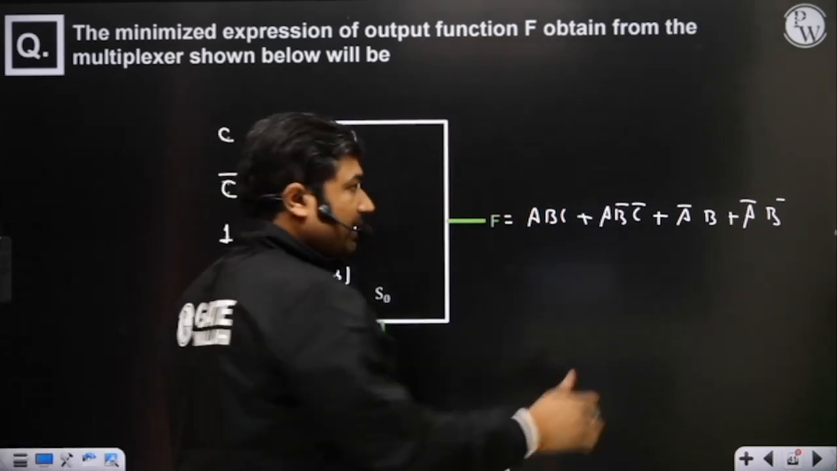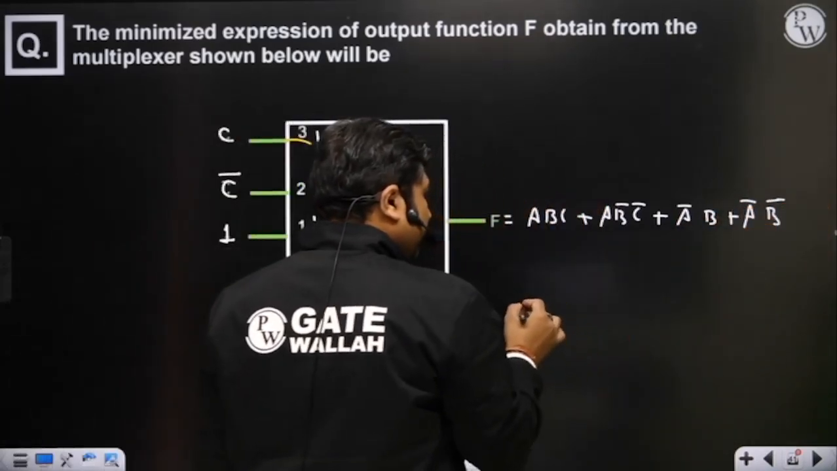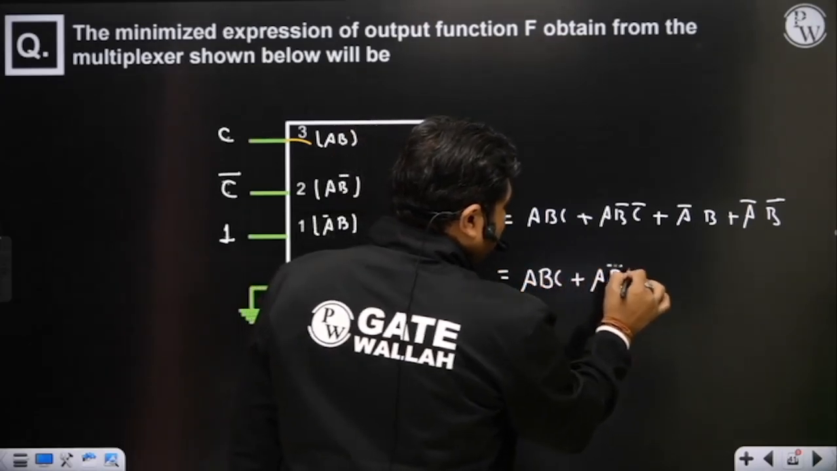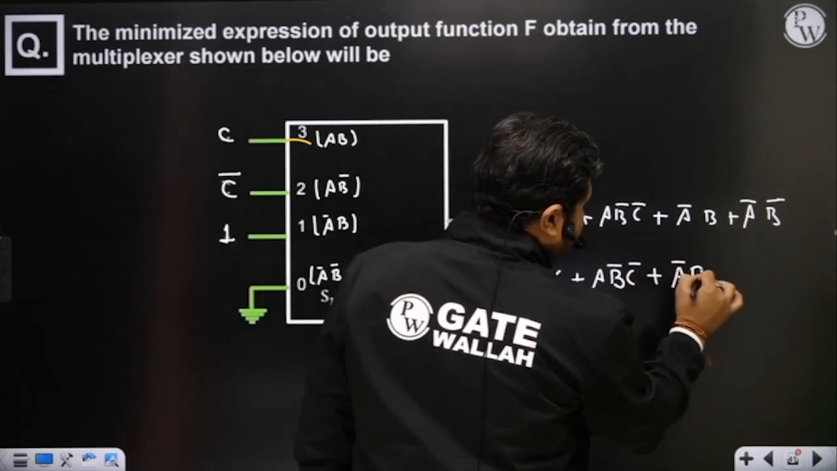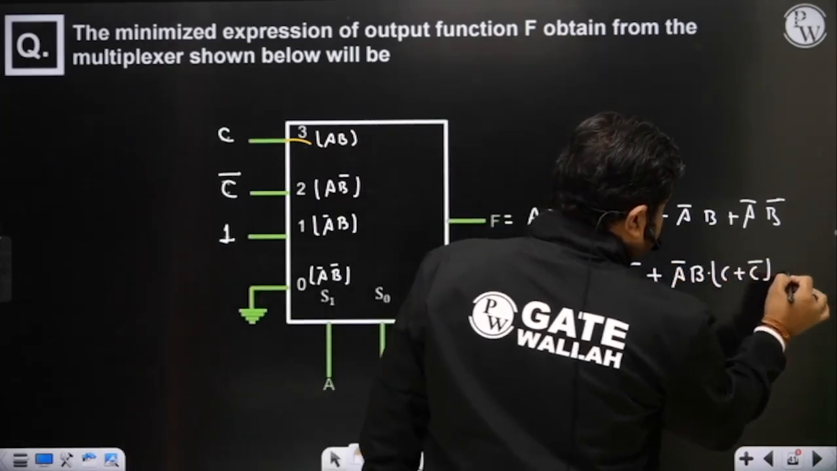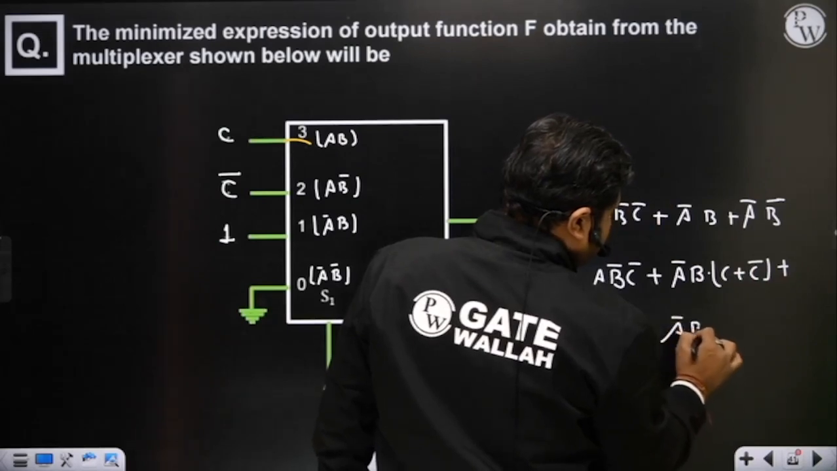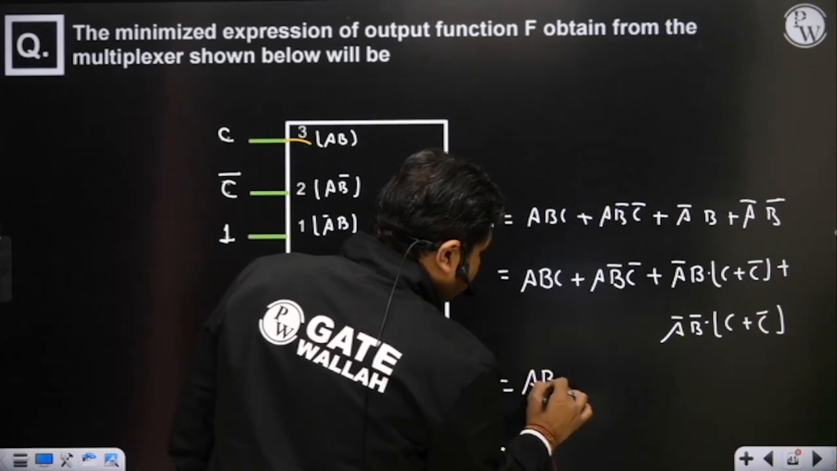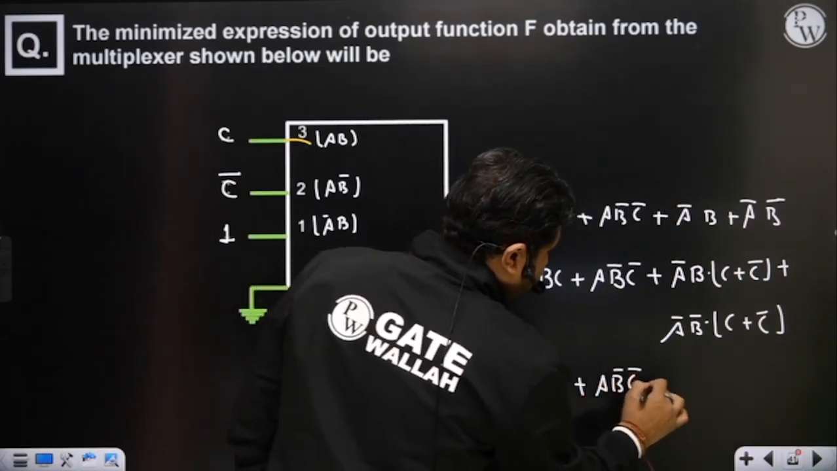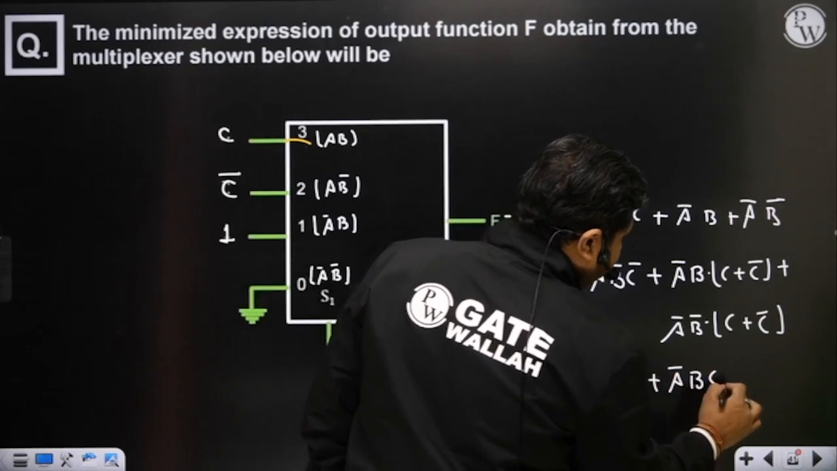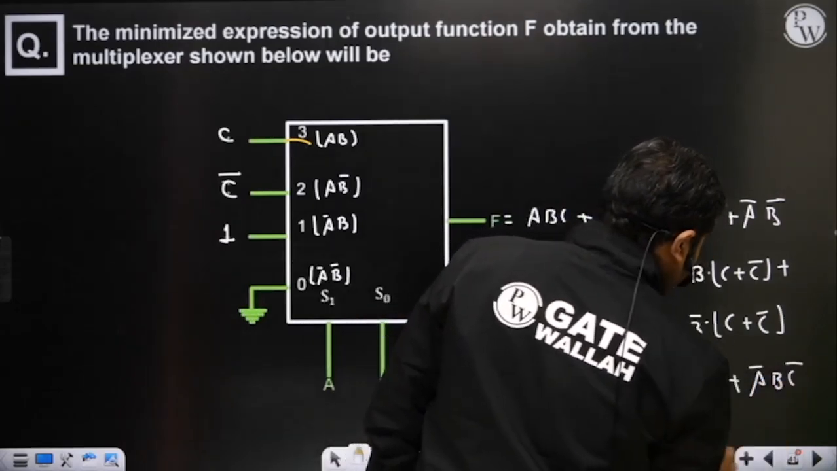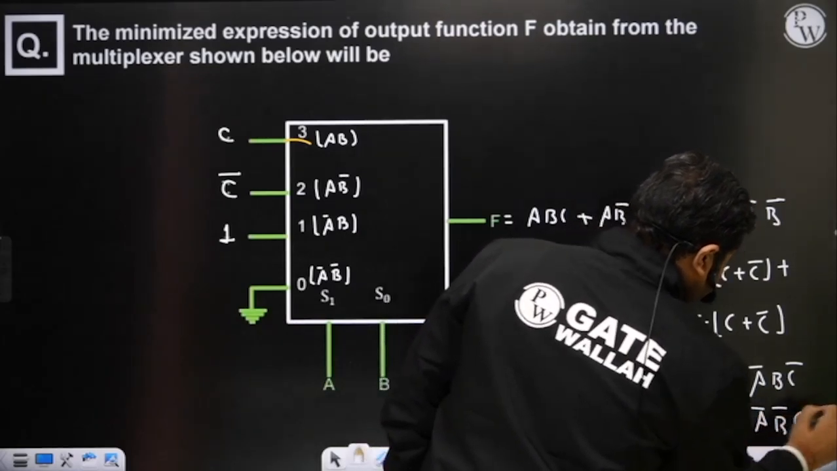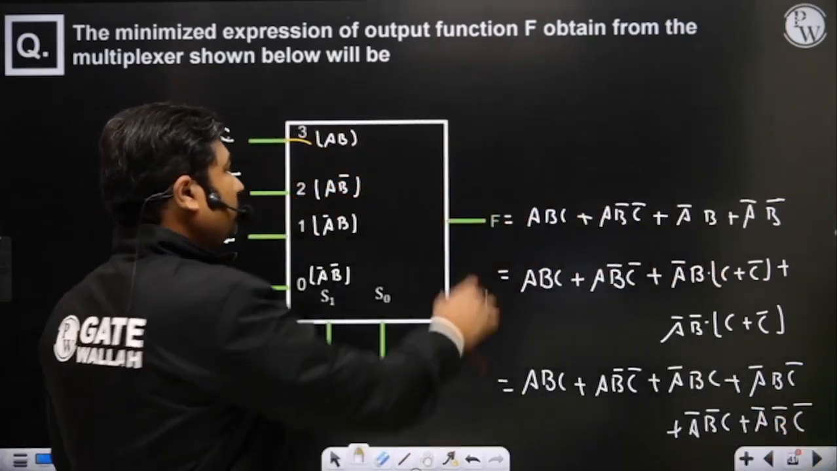Now what actual function have we implemented? In order to know the actual function implemented, we need to represent it in canonical form. In canonical form, each subterm contains all variables. So this will become A B C plus A B bar C bar plus A bar B C plus A bar B C bar plus A bar B bar C plus A bar B bar C bar.